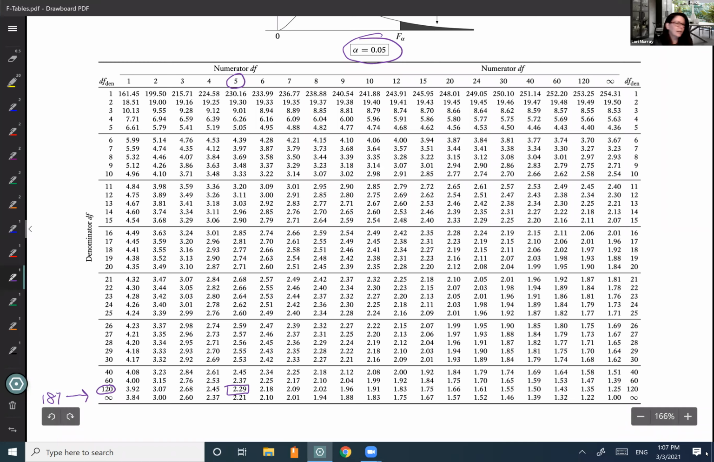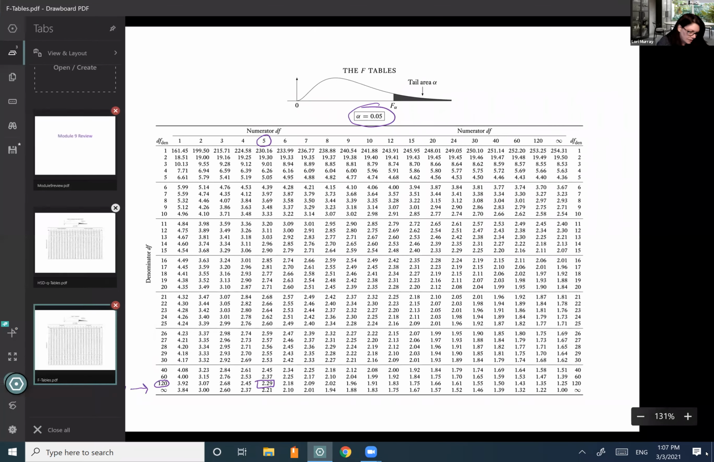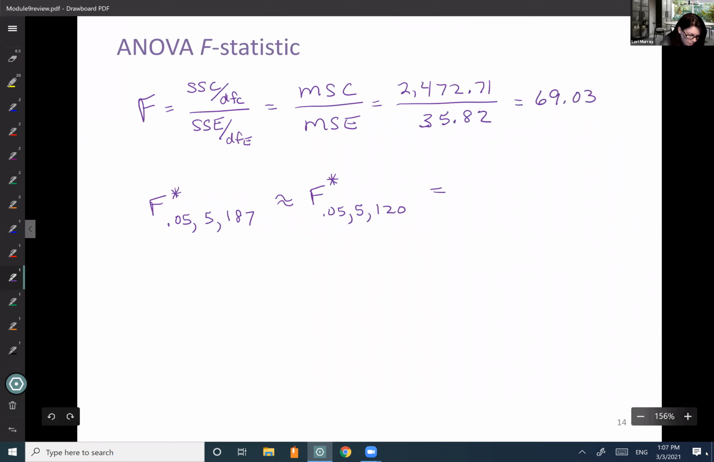We know that the maximum here, infinity, is 2.21. So 187 degrees of freedom would be somewhere between 120 and infinity, which means the value for F would be somewhere between 2.21 and 2.29. So it's close enough. It's going to be very close. 2.29 is fine to use.